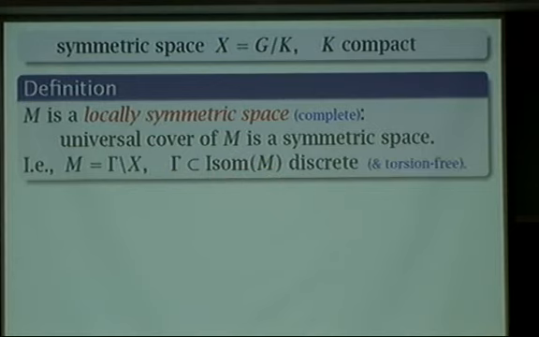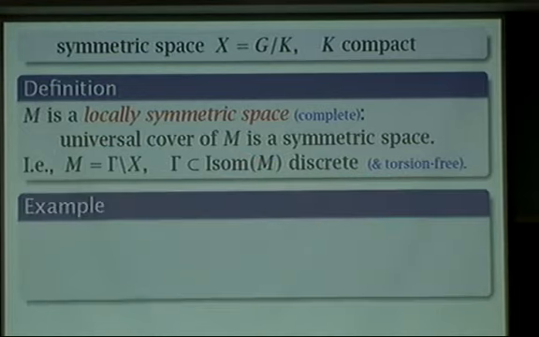Gamma needs to be torsion-free, or instead of a manifold, you get an orbifold. But again, I don't want to worry about details like that. But if there's questions, let me know. But anyhow, that's the situation. If you take a torsion-free discrete group of isometries of X, modding that out will give you some locally symmetric space.